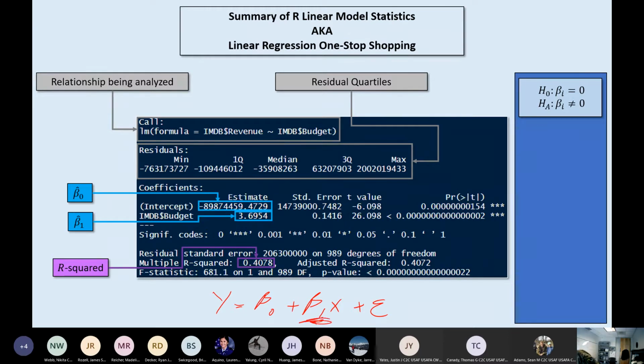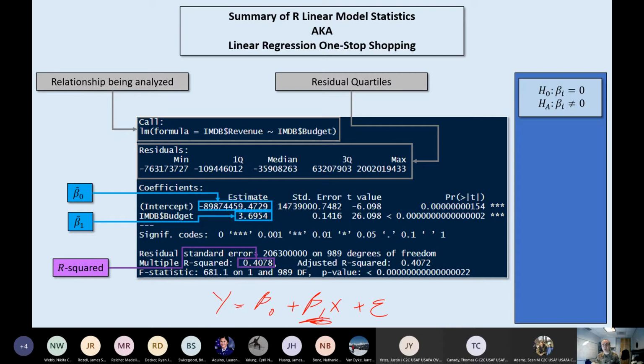Because if beta 1 here is 0, then that means the coefficient of the x variable is 0, which means y does not change based on x. Changes in x don't do anything to y. And so if I say my null hypothesis is that beta 1 equals 0, that is equivalent to saying that there is no linear correlation between y and x, right?